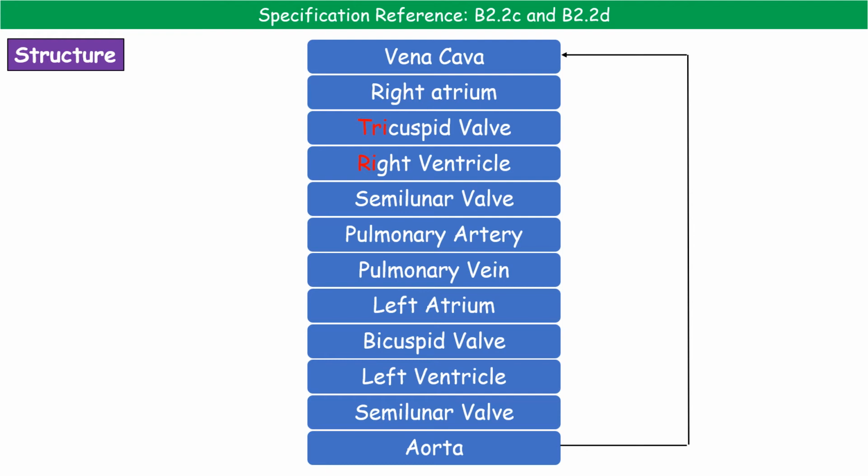It then comes back to the heart through the pulmonary vein, into the left atrium, through the bicuspid valve into the left ventricle, and then through the semilunar valve into the aorta, round the body, before coming back through the vena cava. You'll notice the semilunar valves are basically between the ventricles and the vessel leaving the heart. Tricuspid, right atrium, right ventricle, bicuspid, left atrium, left ventricle. So make sure you know the 3 names of the valves and where they are.